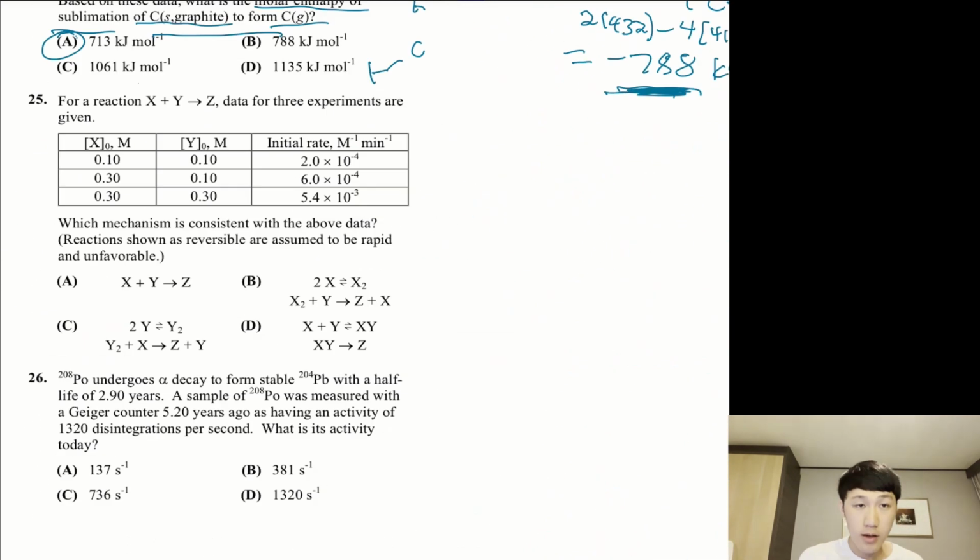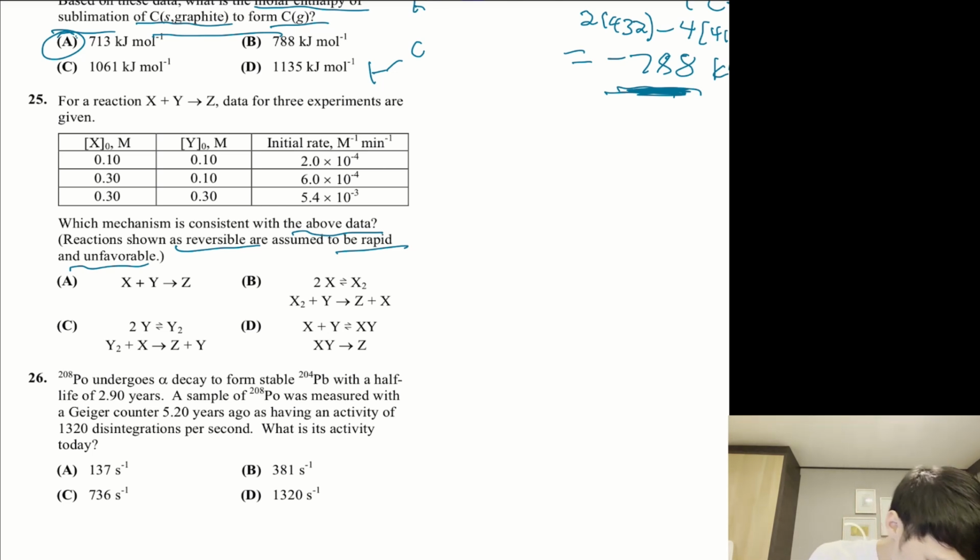That's correct. 25. For a reaction X plus Y yields Z, data for 3 experiments are given. And here, which mechanism is consistent with the above data? Reactions shown are reversible and assumed to be rapid and unfavorable. So let's first figure out the order with respect to the concentration of each reactant.